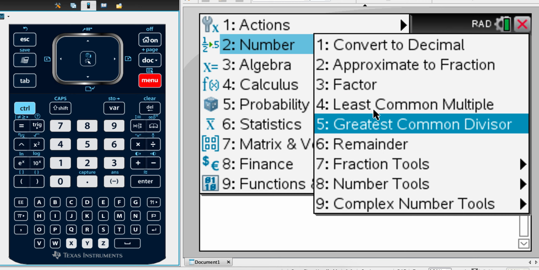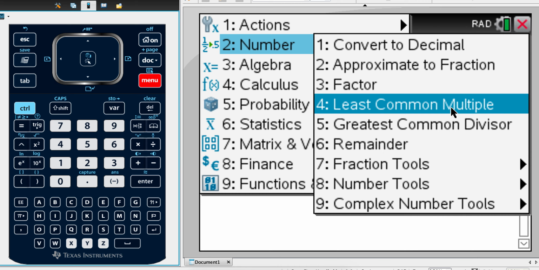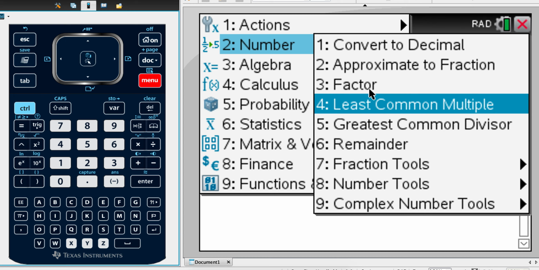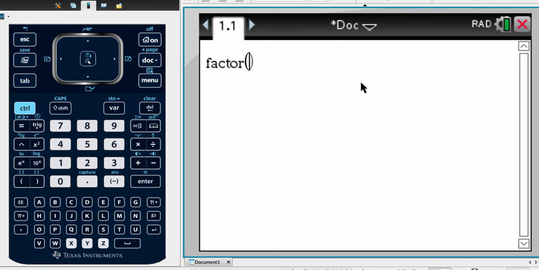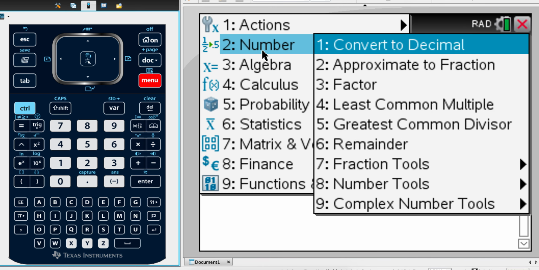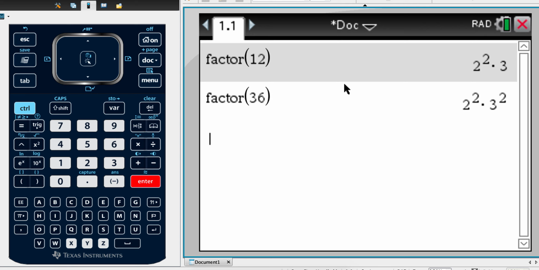greatest common divisor. And this finds us the LCM, the lowest common multiple, or the highest common factor, which the calculator calls the greatest common divisor, but it's the same thing as the HCF. We can also find just factors of a number. So for example, if I'm looking for factors of 12, then I just type in 12 and I press enter, and it tells me that the prime factorization is 2 times 2 times 3. If I was needing to find the factors of 36, then it's 2 times 2 times 3 times 3. So I can use that to check any of my answers, but obviously in the test you should still show working out.